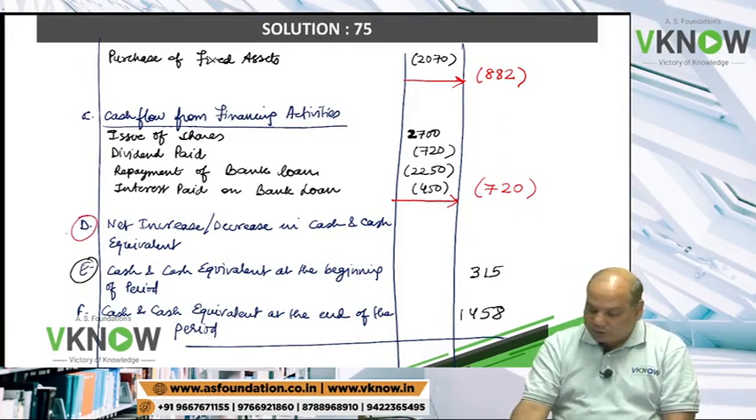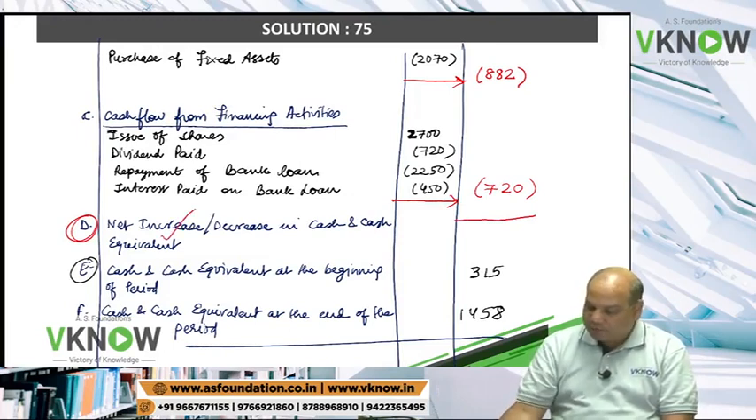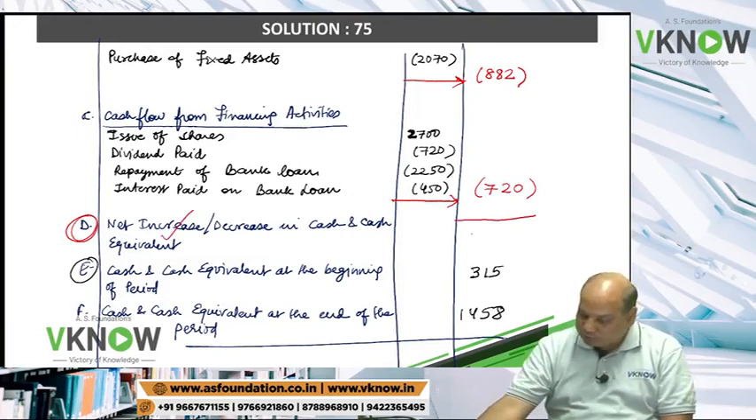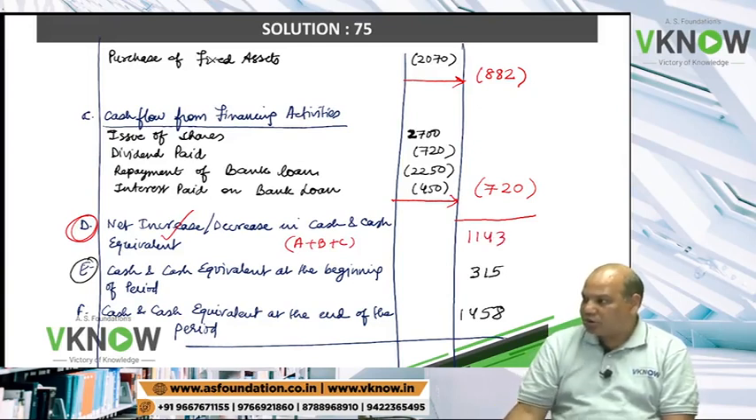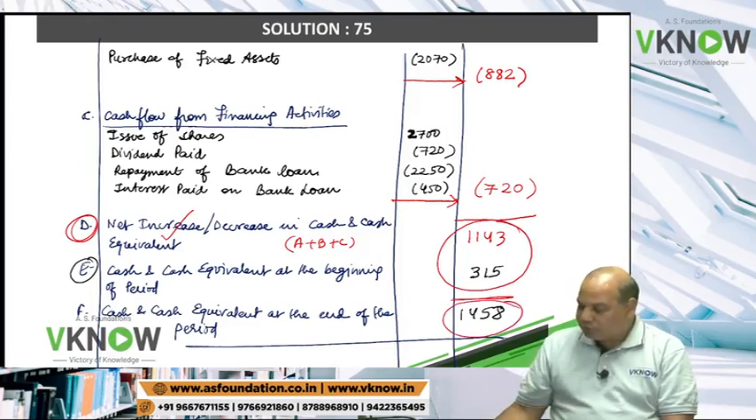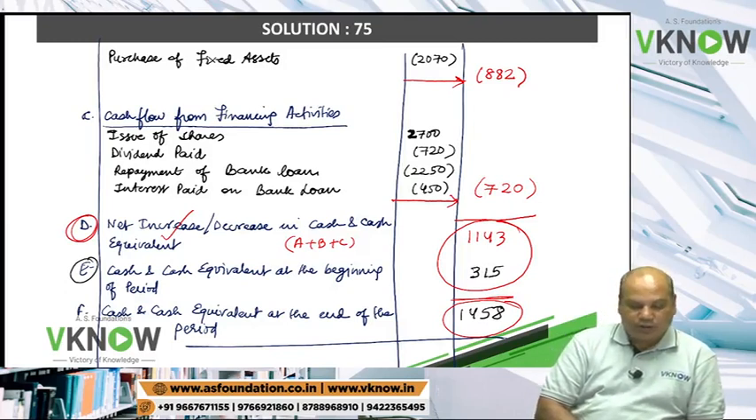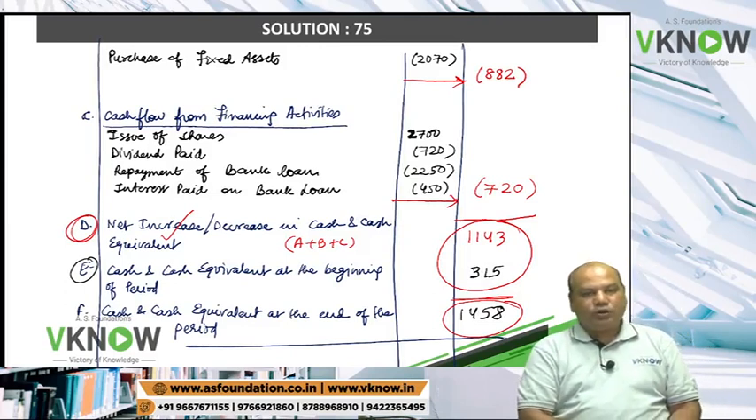And therefore net increase in cash and cash equivalent, you take the total of A plus B plus C, 1143. And only cross check whether these two totals are equal to 1458, is equal to 1458.